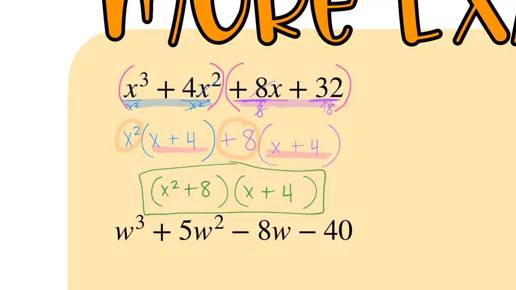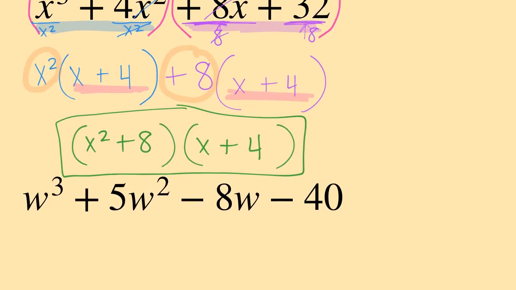So that's it. Now, again, you could switch the order if you want to. I'm not going to keep saying that every time, but you should always know that that's okay. So you can switch the order of these if you want to. You could have written it as x plus 4 in the front and then x squared plus 8 in the back. That's totally fine. So either one of these are fine.